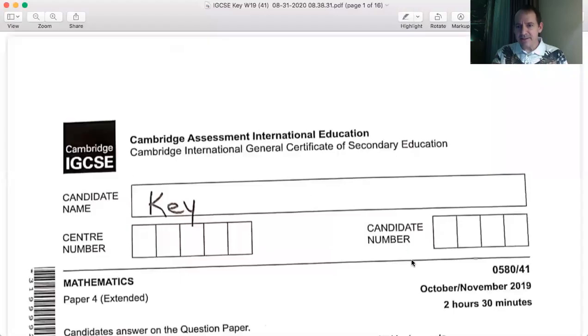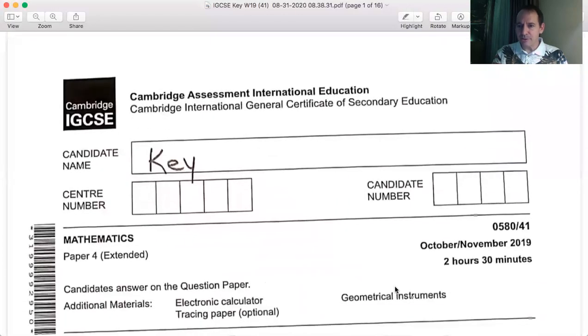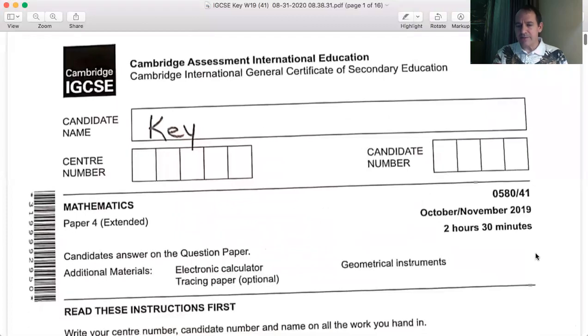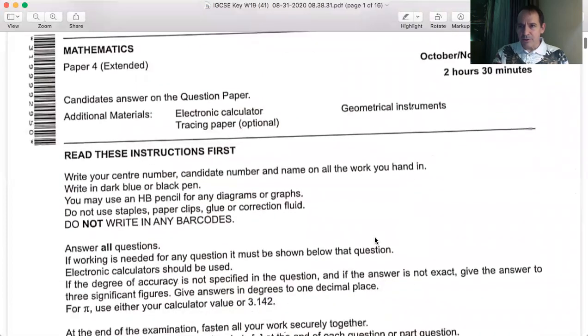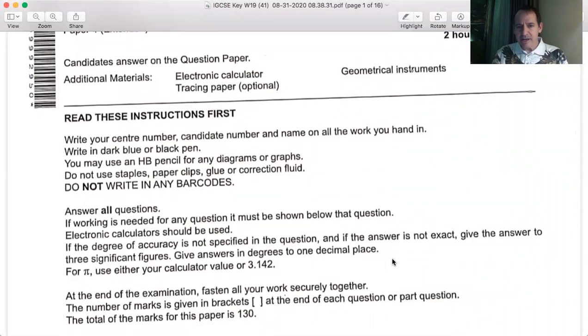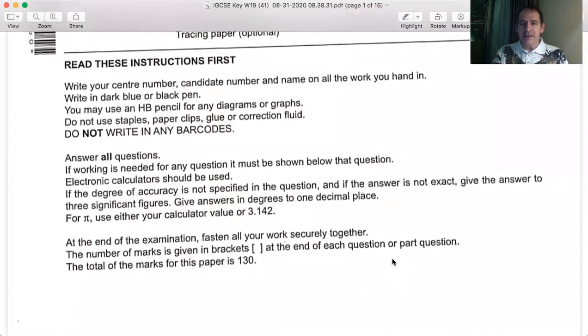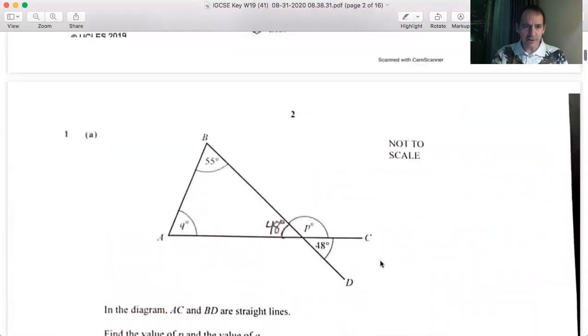Today we want to look at IGCSE October-November 2019 paper 41 for IGCSE math. It's a 2.5-hour test. So again, we're going to go over the worked solutions and make sure that you pay attention to how to set up the problems, also how to solve the problems, and make sure that you can think through the steps yourself. So let's get started here.